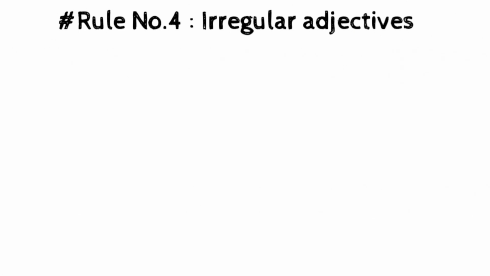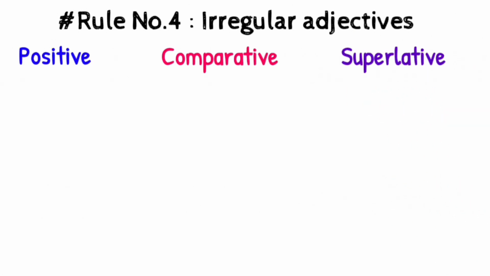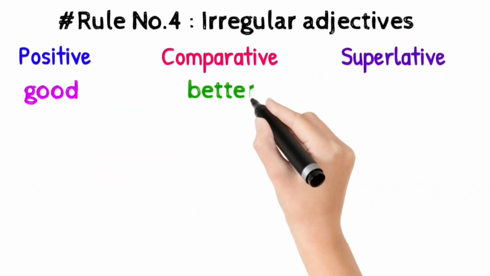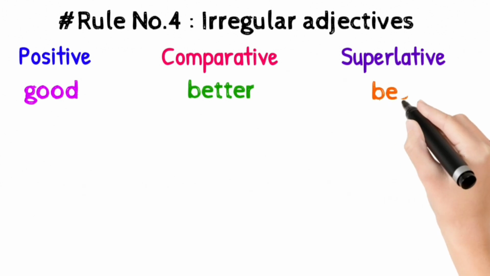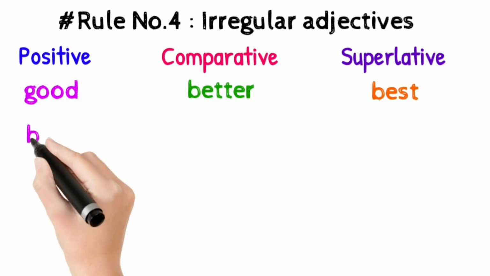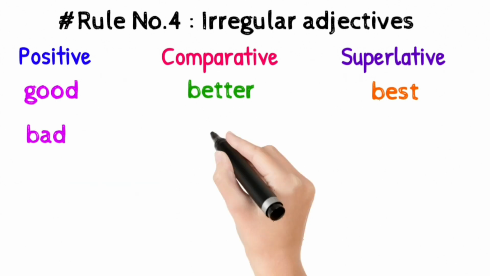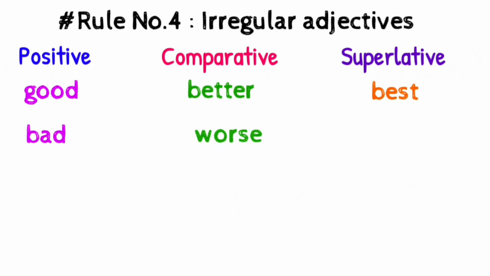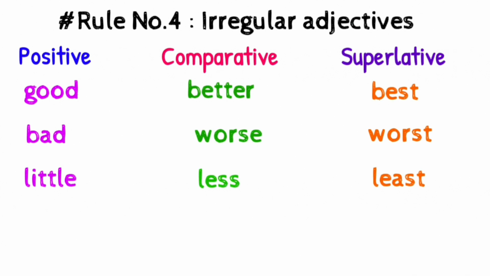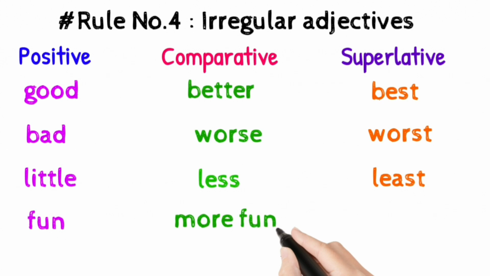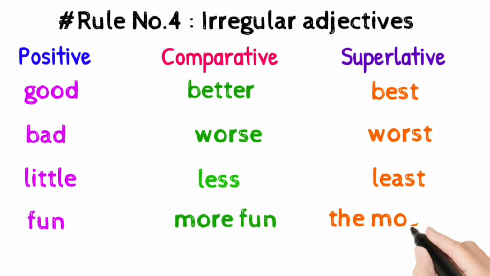So here are some examples of irregular adjectives. Good, better, best. Bad, worse, worst. Little, less, least. Fun, more fun, the most fun.